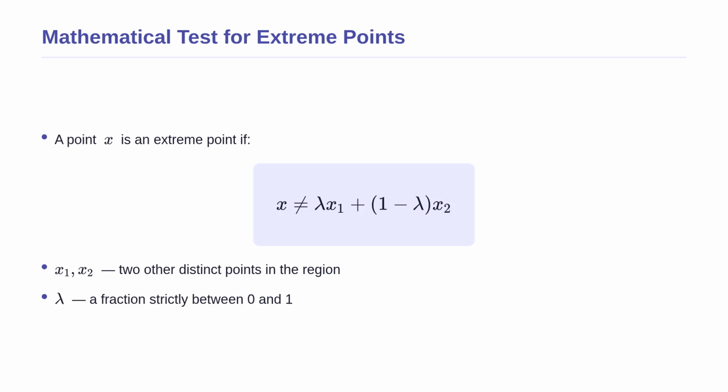This brings us to the formal mathematical test for an extreme point, using a concept called a convex combination. A convex combination is just a formal way of describing any point that lies on a straight line segment drawn between two other points, x1 and x2. The symbol lambda is a fraction between 0 and 1, representing how far along that line segment we have traveled. The formula states that a true corner point cannot be formed by blending or averaging any two other distinct points from within our allowed region. If it cannot be blended, it is a true extreme point.